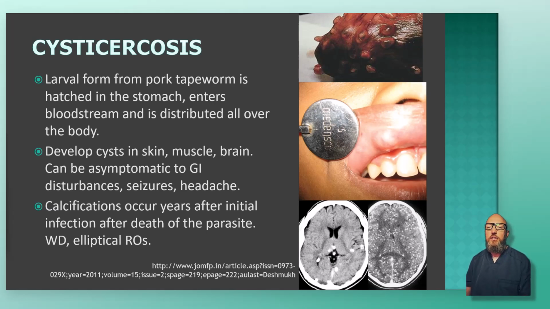So the calcification shows up years after the initial infection, after the parasite dies. They typically present as well-defined elliptical radiopacities. They have a real propensity for the muscles of mastication, which is why they could land in our field of view. But this is what they'll look like, just well-defined, round, scattered radiopacities.